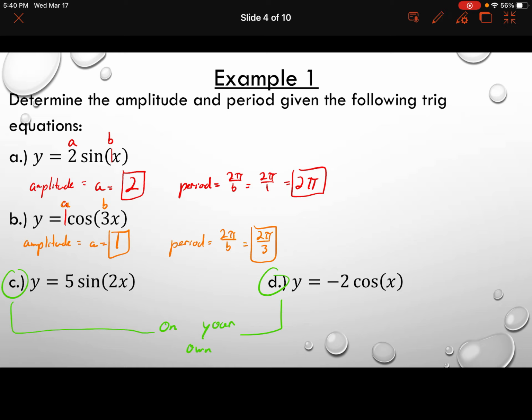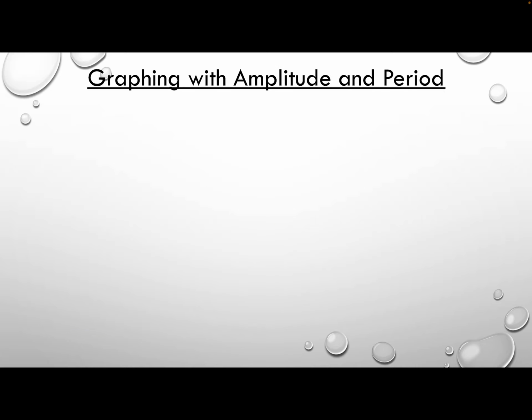Okay, so that's it for determining amplitude and period given a trig equation. Now let's look at graphing, which is more or less what this phase of the unit is mainly about. It's about being able to graph these sine and cosine functions. Up to this point, you've done two graphs, both on Desmos. You did a graph of sine of x and a graph of cosine of x. Well, let's look at graphs that are different.